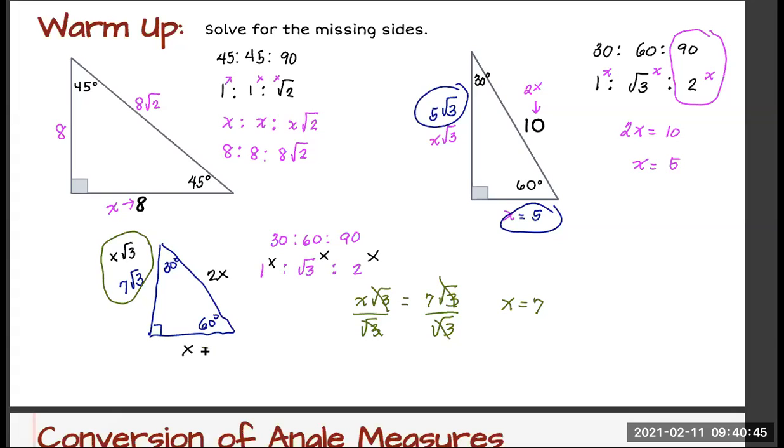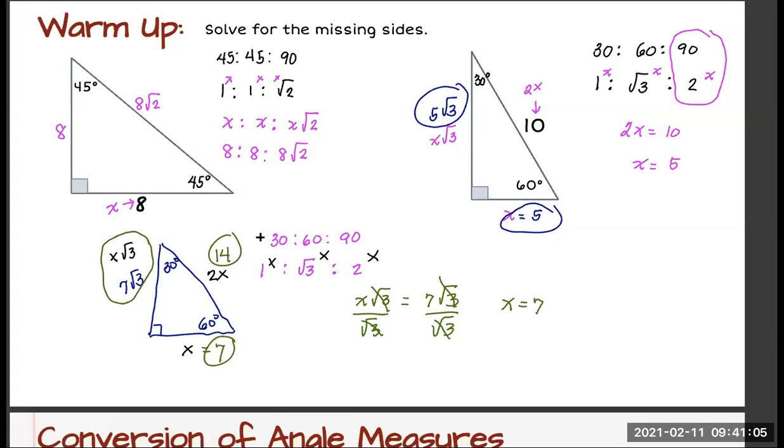Therefore, this side is x, that's 7. And this side would be 2 times x. This side would be 14. Make sense now? Hopefully it does.